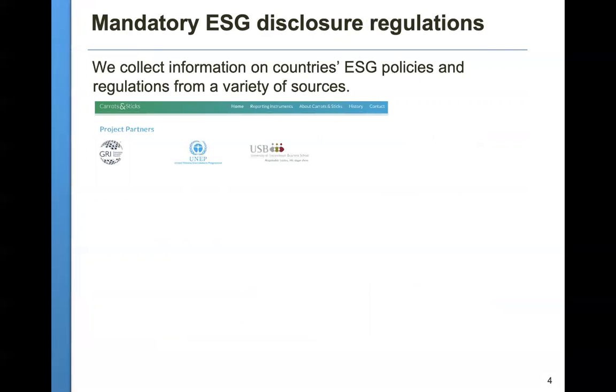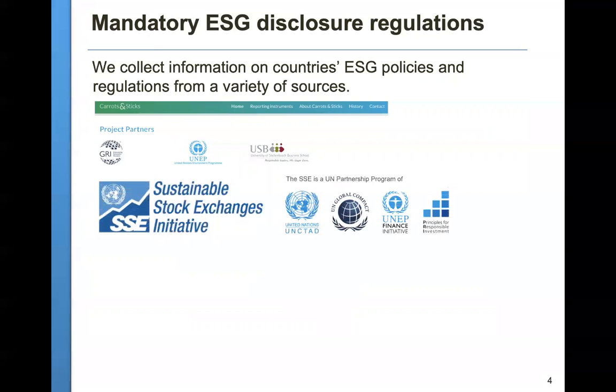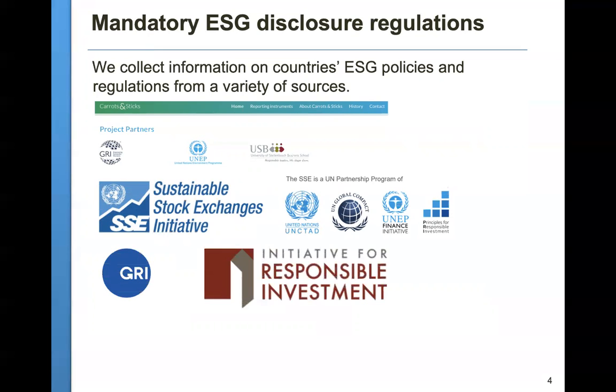The primary source we use is the Carrots and Sticks. The Carrots and Sticks is a public website, so all the information on this website is publicly available. They collect the policies and regulations regarding ESG disclosure from different countries and different authorities. Besides that, we also use the Sustainable Stock Exchanges Initiative as a complementary data set. We also collect information from the GRI and the Initiative for Responsible Investment.